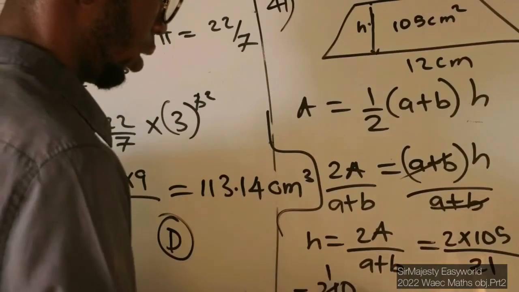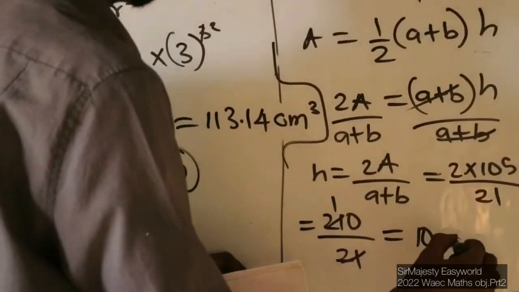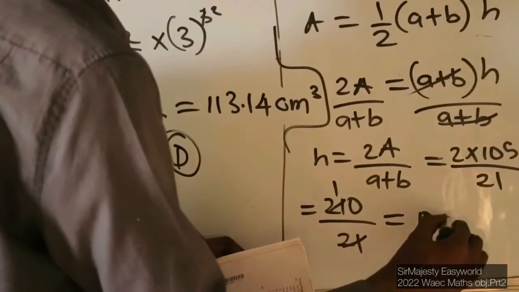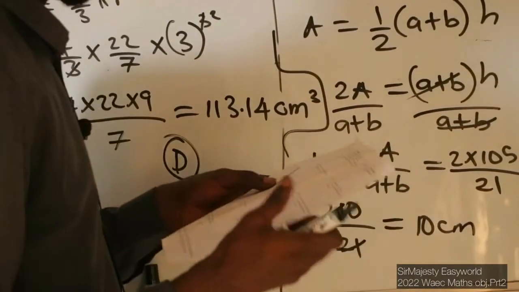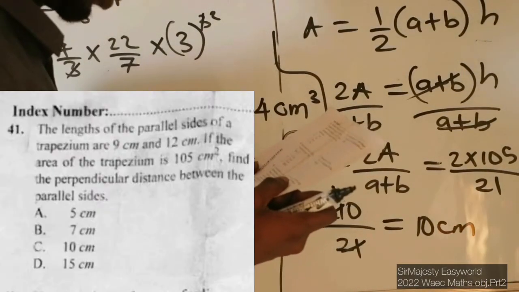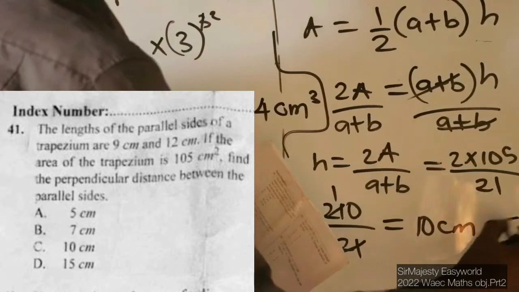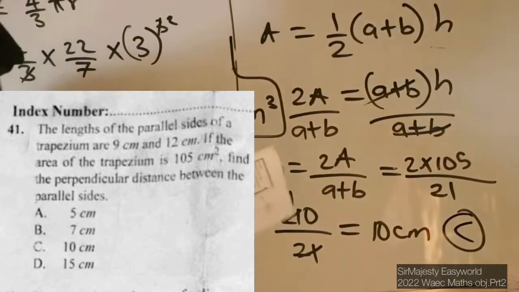21 here, 1, so we have 10. So our h is 10 centimeter, which is option C. Option C is 10.